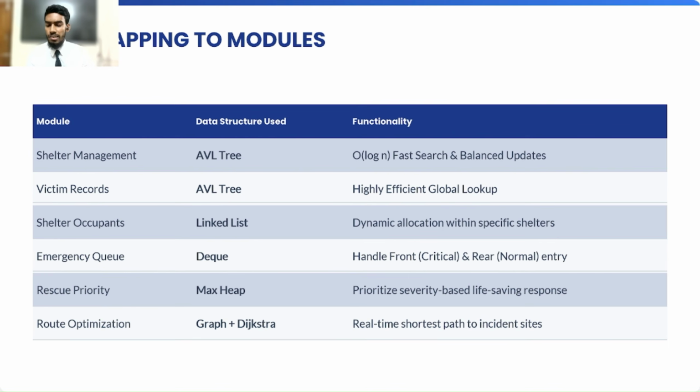For rescue priority, we use max heap, so it prioritizes severity-based life-saving responses. For route optimization, we use graph plus Dijkstra algorithm. It uses the real-time shortest path to incident sites.